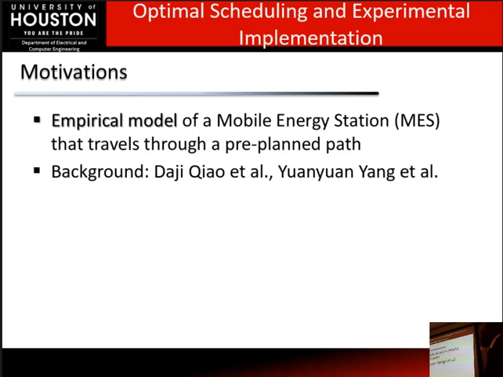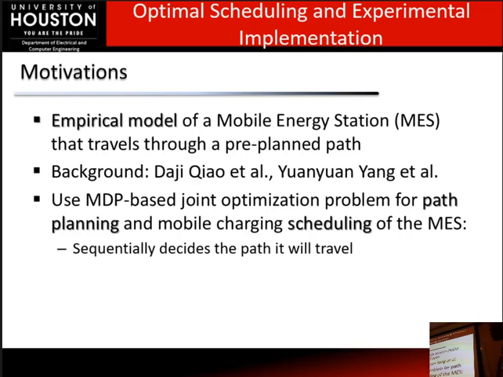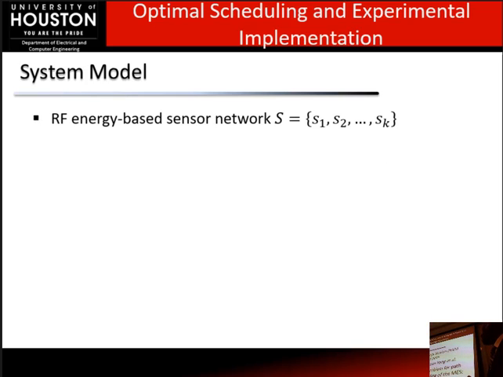And the background is taken from research from these 2 teams. One of them focused on environmental energy harvesting. The other one did not have path planning. And in this research, I used an MDP-based joint optimization problem for both path planning and mobile charging scheduling for the mobile energy station. So here the mobile energy station decides which path it will travel, and also it decides which subset of sensors to charge before actually going there and charging them.